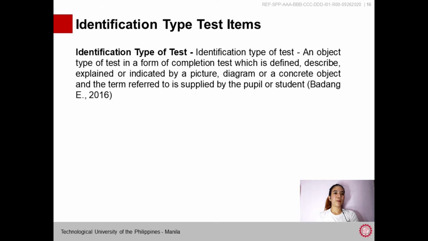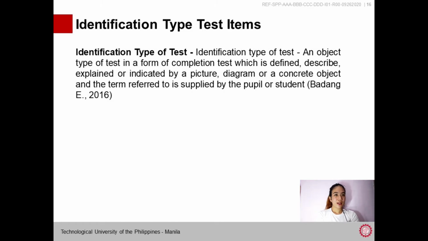key facts and terms. So for the advantage of identification type of test, it is easy to construct. It is easier to construct than the other type of test. Second one is it has a low probability of guessing the answer. Why? Because there are no choices. It is only a phrase or a question and answerable by a short answer. And third one is it is good to measure the lower level of cognitive taxonomy.